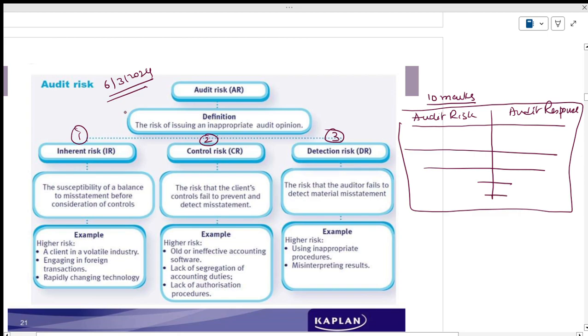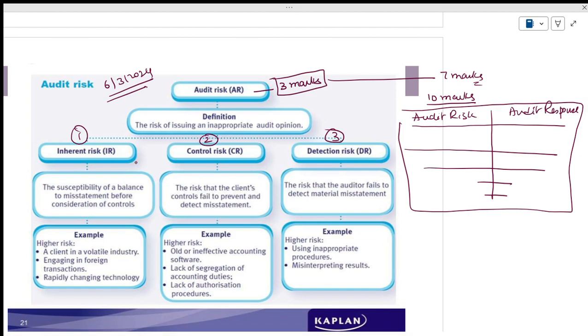Now this is only theoretical. The examination will not ask just what the audit risk is, that's all. They may ask for the audit risk definition for 3 marks. Then they will ask scenario-based questions. If it is 3 marks for the definition, this will be for 7 or 8 marks, whatever it may be. For 20 marks, they will divide it accordingly.